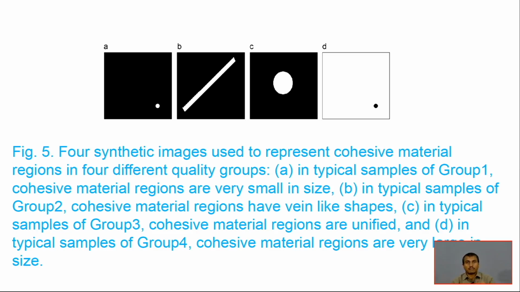A is a typical sample of the group 1 category. The cohesive material in the region is very small. In B, a vein structure is present with the cohesive material. In C, there is a good amount of cohesive material present in a unified region, and D is full of cohesive material.